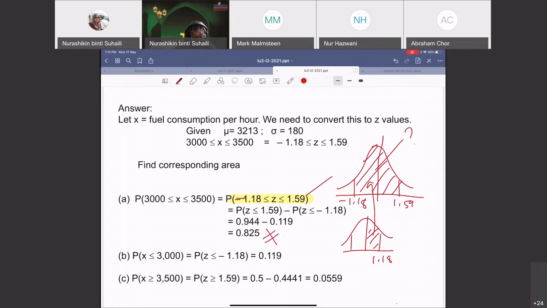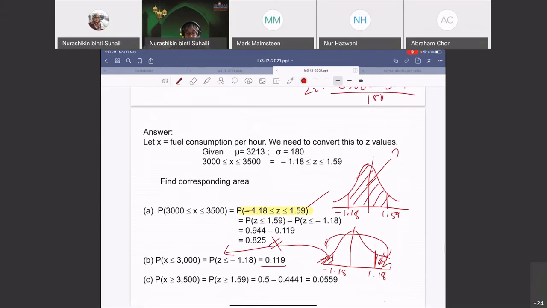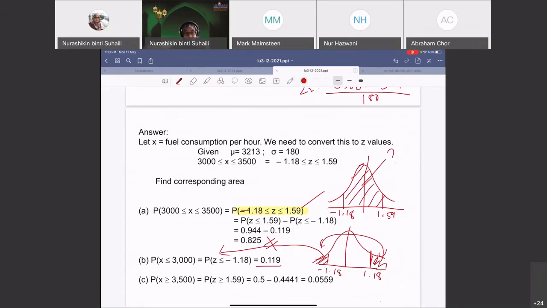So the second question is x less than 3000. Any questions so far? It means negative 1.18, so it's here, isn't it? This is the area that we want. How do you find it? You have to apply the symmetry rule. You find the area from here where it is 1.18, because it will be equal to this. So it is 0.119 if you refer to the table.